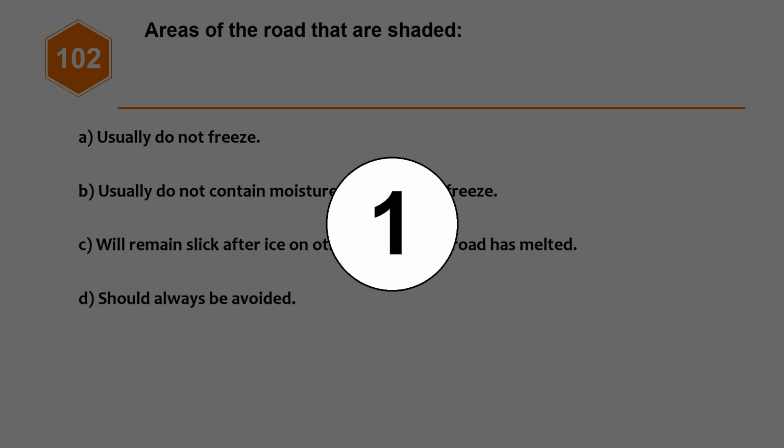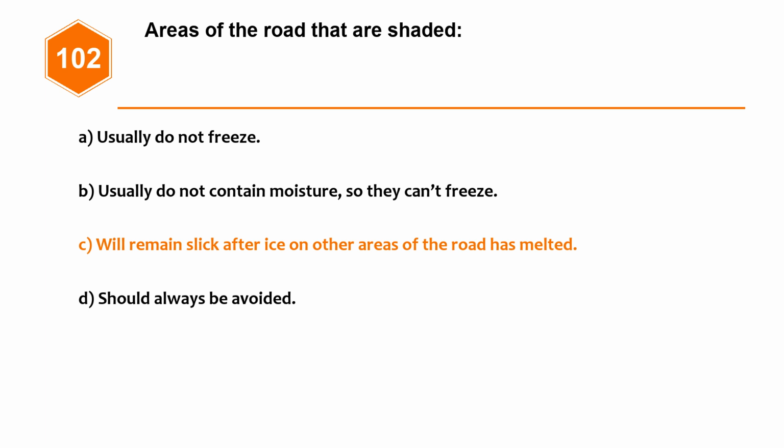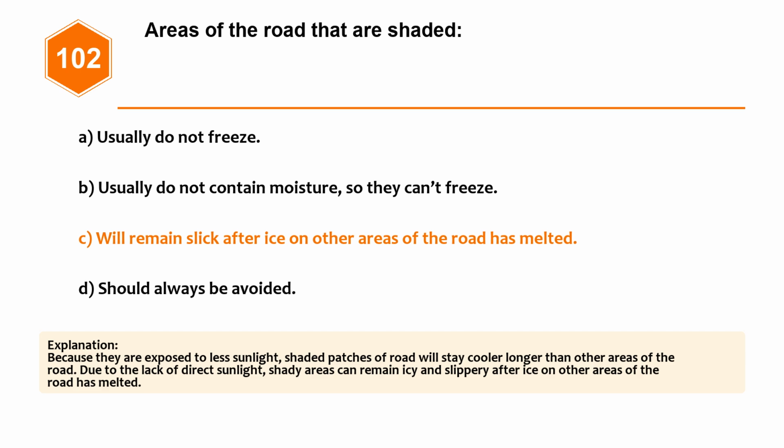The correct answer is option C, will remain slick after ice on other areas of the road has melted. Explanation. Because they are exposed to less sunlight, shaded patches of road will stay cooler longer than other areas of the road. Due to the lack of direct sunlight, shady areas can remain icy and slippery after ice on other areas of the road has melted.